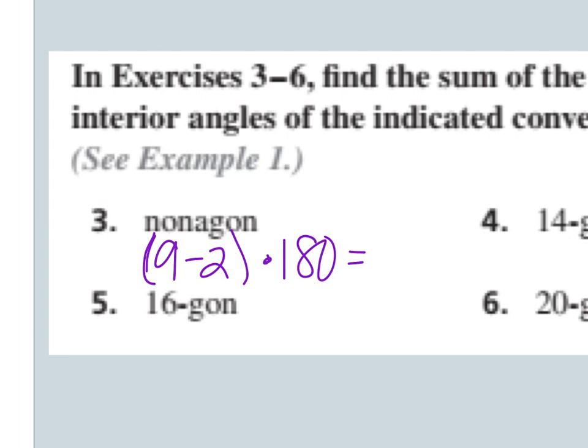I'm sorry. What is 7 times 180? 7 times. What is it? 1,260. Hey, I was close.